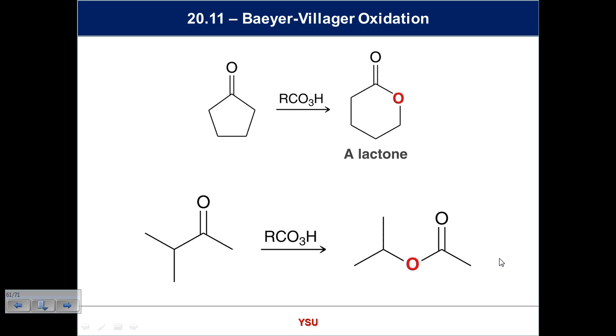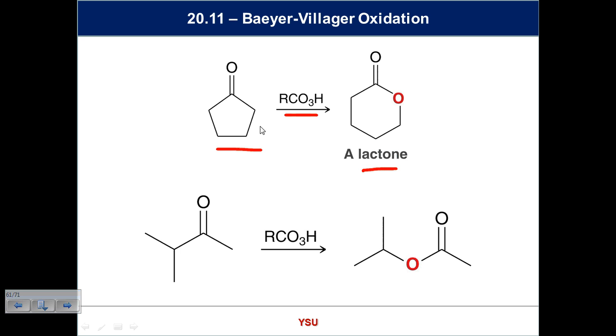In the top example, I'm taking this peroxy acid and a ketone, which happens to be symmetrical. That's important right now. And I'm turning it into what we call a lactone. Now, a lactone, for future reference, is nothing more fancy than a cyclic ester. Okay, a lactone is a cyclic ester.